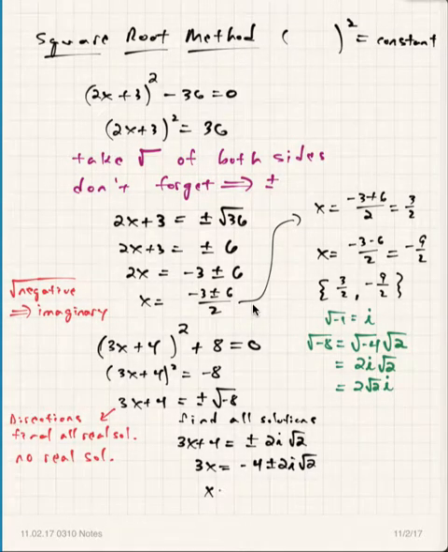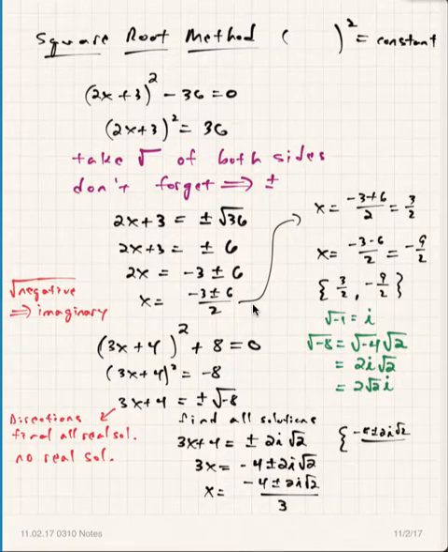And then divide by 3. So you have negative 4 plus or minus 2i times the square root of 2, all divided by 3. And those are the, if you're talking about all solutions, those are the solutions to this particular equation.